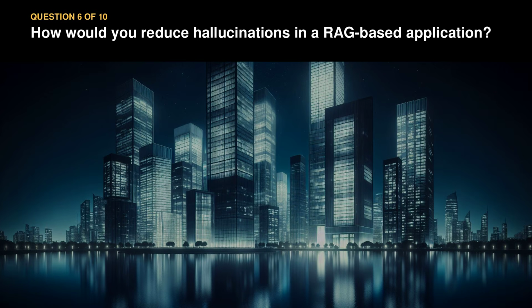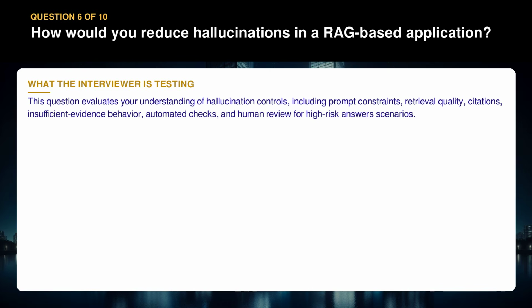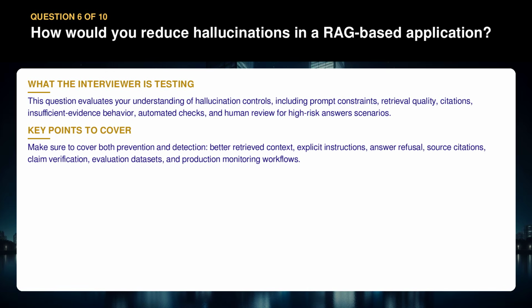Question 6. How would you reduce hallucinations in a RAG-based application? This question evaluates your understanding of hallucination controls, including prompt constraints, retrieval quality, citations, insufficient evidence behavior, automated checks, and human review for high-risk answer scenarios. Make sure to cover both prevention and detection, better retrieved context, explicit instructions, answer refusal, source citations, claim verification, evaluation datasets, and production monitoring workflows.